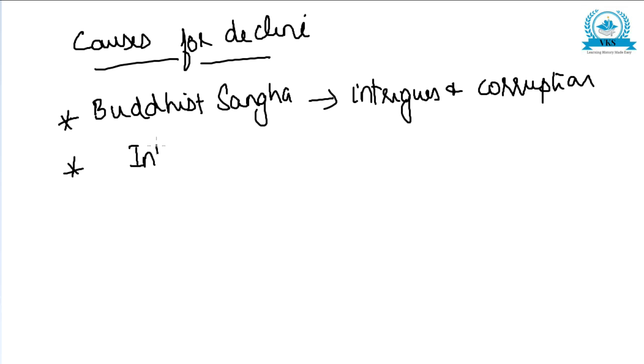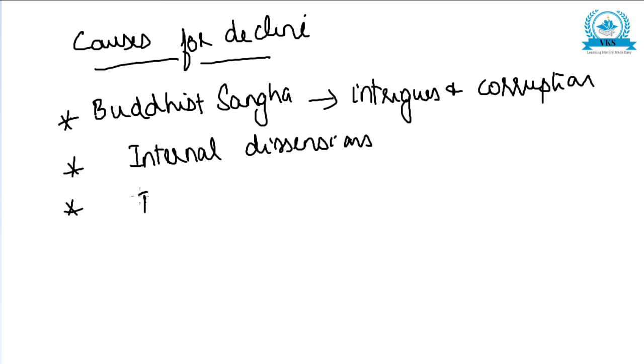Now there were also internal dissensions, or internal conflicts, which happened. This also led to the ruin of Buddhism. Internal fights naturally lead to the end or decline of a religion. So internal dissensions also led to the ruin of Buddhism.